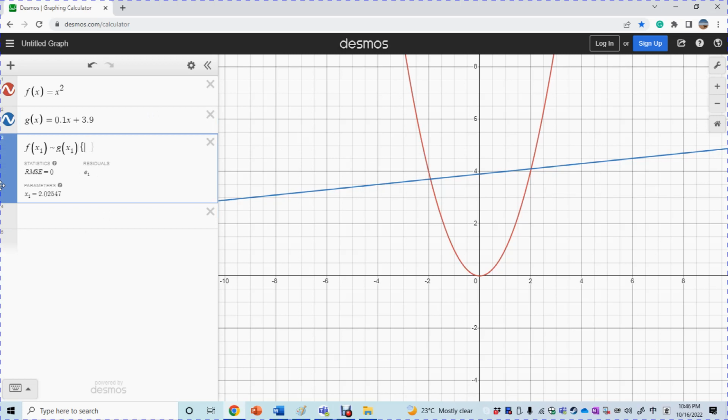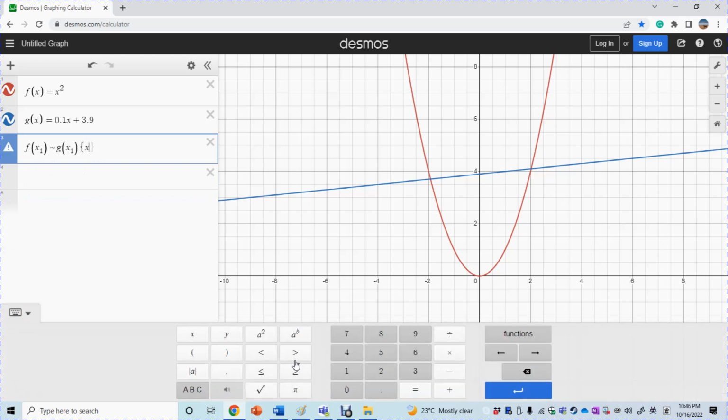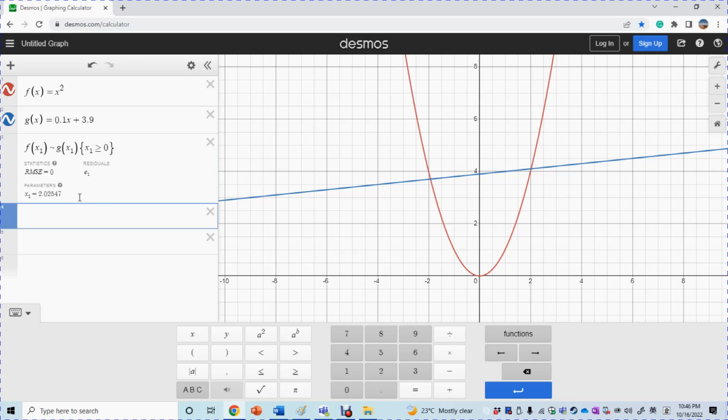You can restrict the domain. Like I say, one of the x values should be greater than 0. So I'm going to put here, greater than 0. Sorry, I forgot to put x1 here. Then it will show me the one greater than 0.